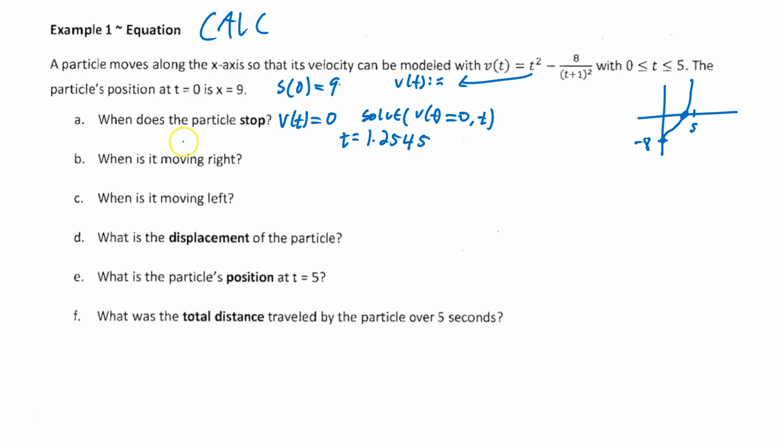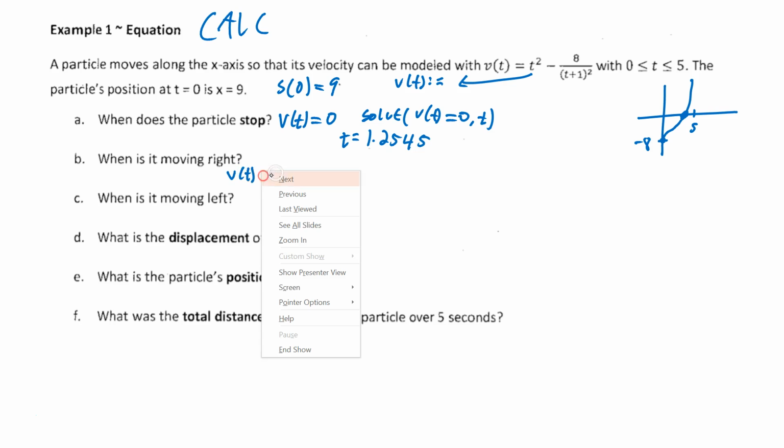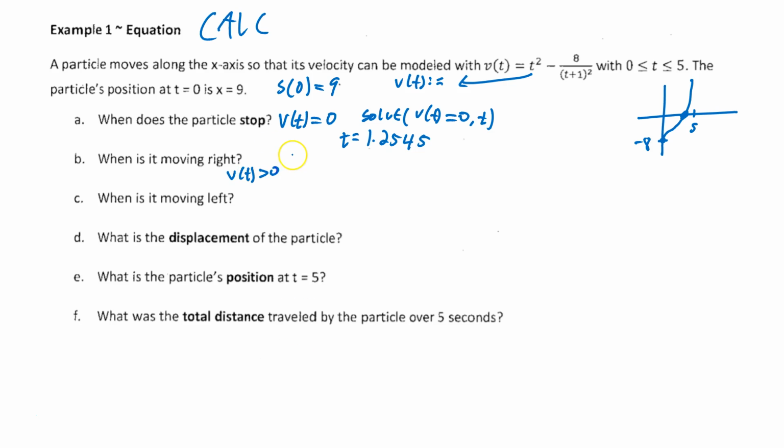Now that's when it's moving to the right. Well, a particle is moving to the right when its velocity is positive. So we need it to be positive. If we look at our graph over here, since this is v, the velocity is positive after 1.2545. So that's going to be true from 1.2545 up until 5, in interval notation. Then it's moving left when the velocity is less than 0. That happens between 0 and 1.2545.